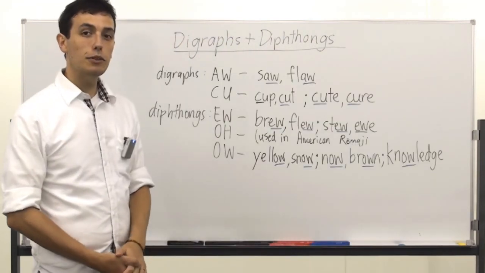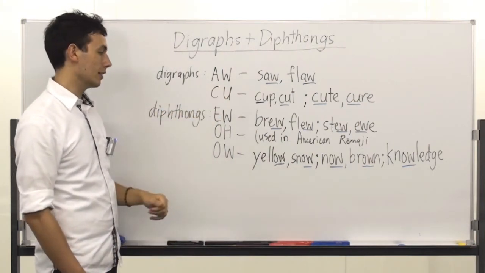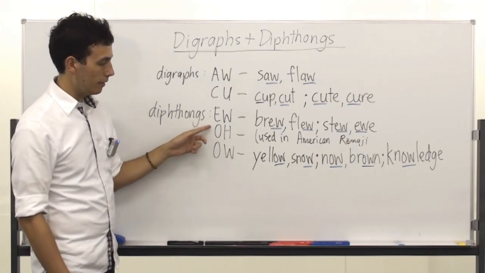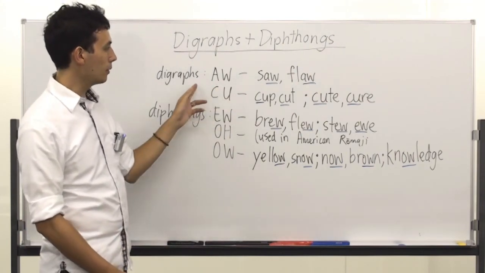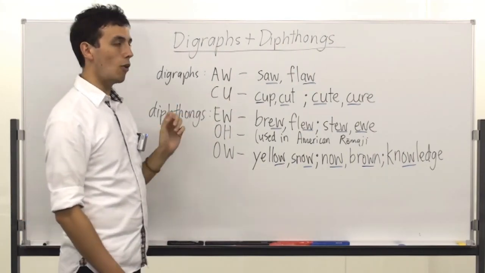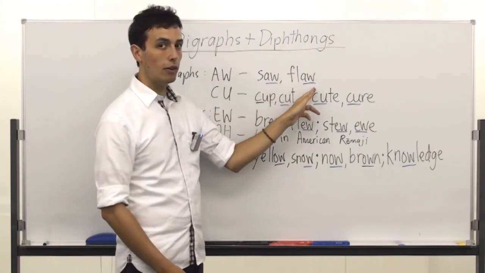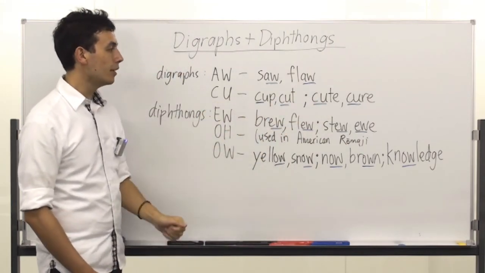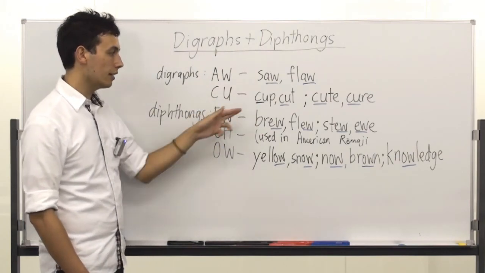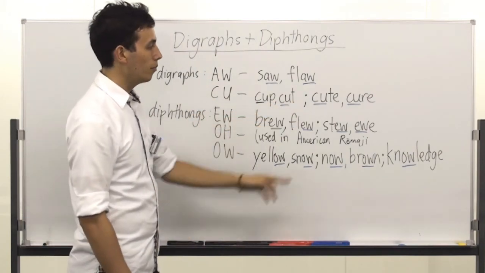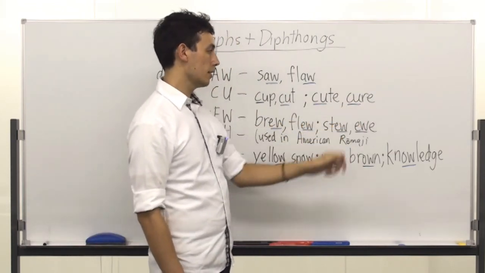Moving on. First of all, let's take a look at some digraphs which include vowels and consonants. You'll note here that three of them are actually diphthongs as well. Okay, so first we have AW, which creates an aw sound. So we have here saw, flaw. Here we have CU. Often it creates just a short k sound. Cup, cut. But with the E modifier here, we get cute, cure.